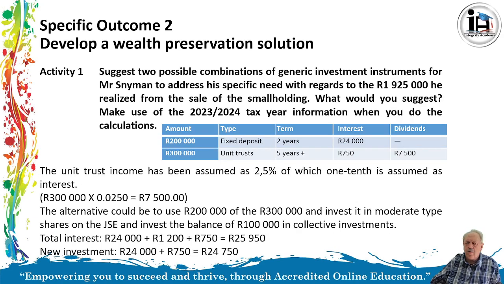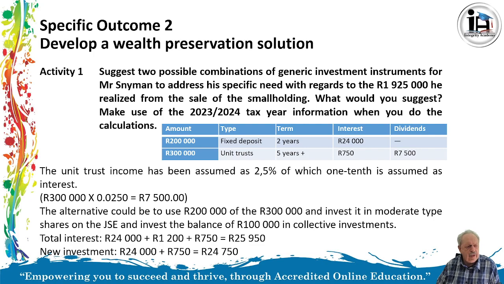Right, if we go and look at the next slide where we just summarize the information. So 200,000 in a fixed deposit over 2 years, which will give him about 24,000 interest. The 300,000 we invest in unit trust for 5 years plus. That will yield a small interest amount and a larger dividend amount of 7,500. The unit trust income has been assumed at 2.5%, of which 1/10 is assumed to be interest. Therefore, the 300,000 times 0.0250 equals the 7,500 in dividends.